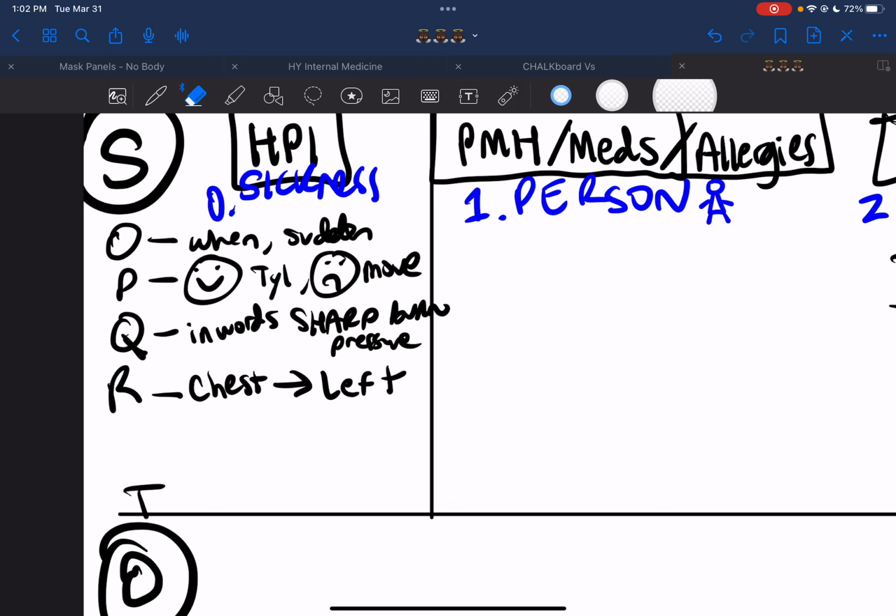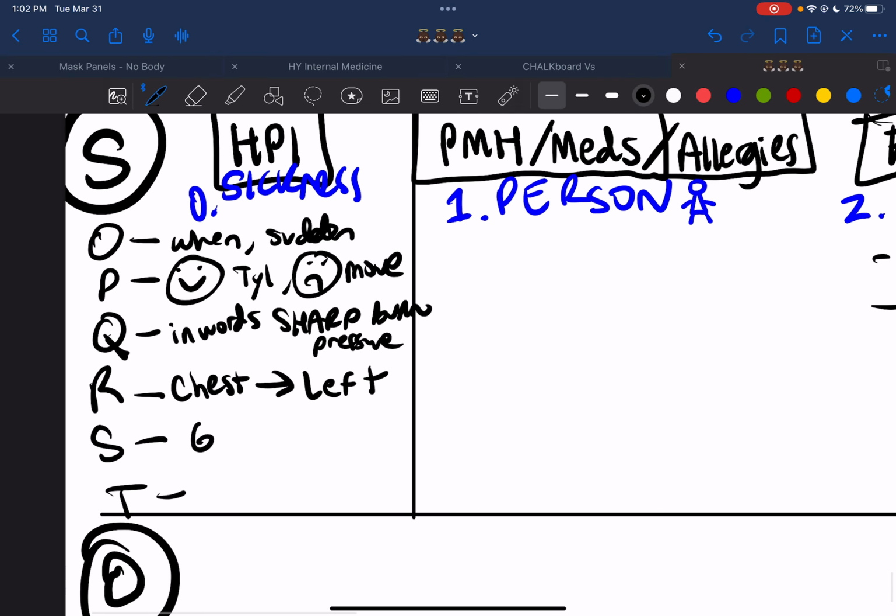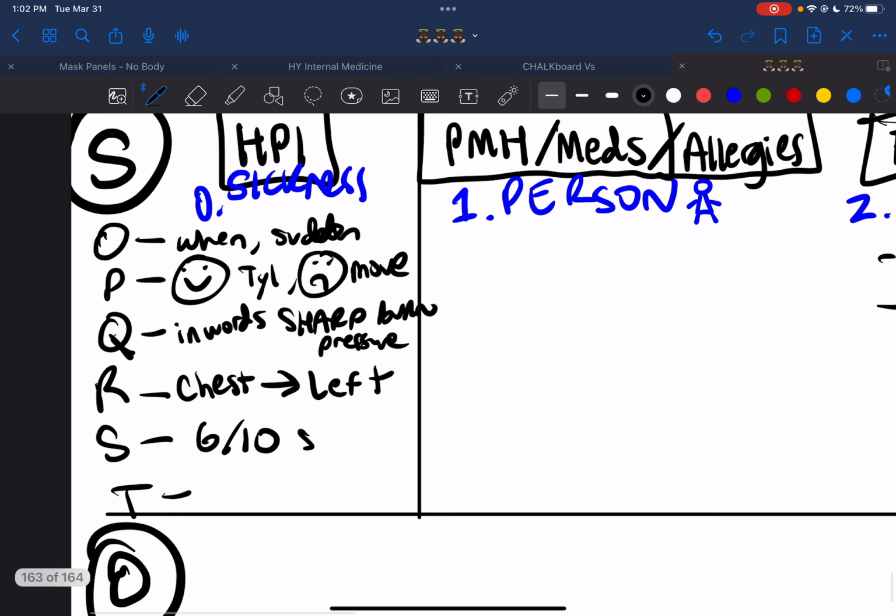R is for radiating, but I also use it for location, because obviously it has to have a location that it radiates from. So they say, it hurts in my chest, and it spreads to my left side. Uh-oh, right? Then S is severity. I say if 10 is the worst pain you've ever had in your life and 0 is nothing, where would you put it? 6 out of 10. Okay, so it's pretty severe. I'm sorry to hear that. Yeah, it's pretty bad.